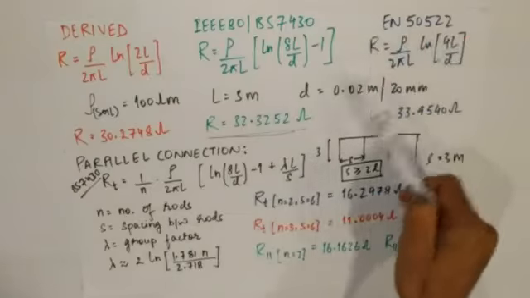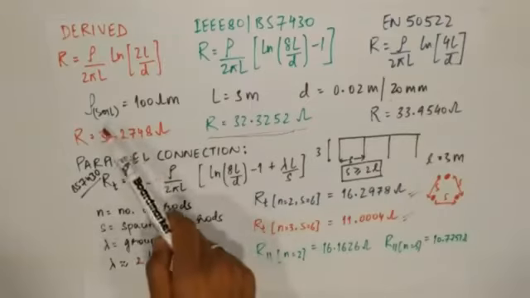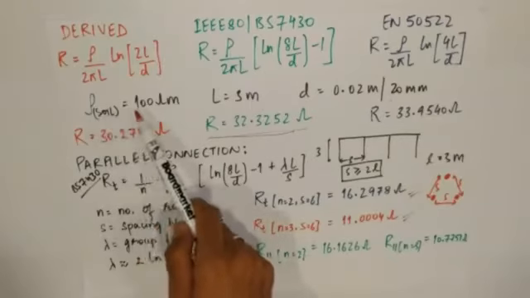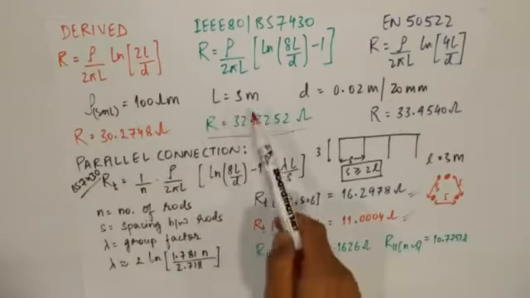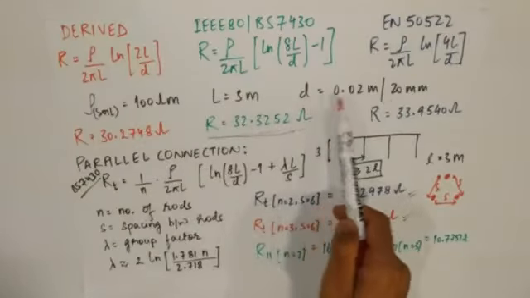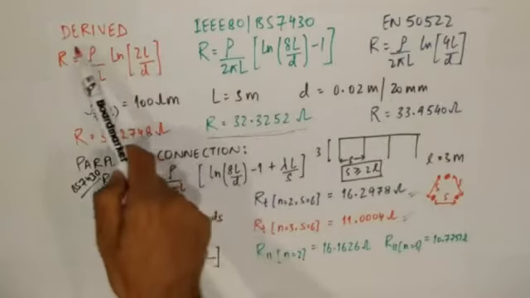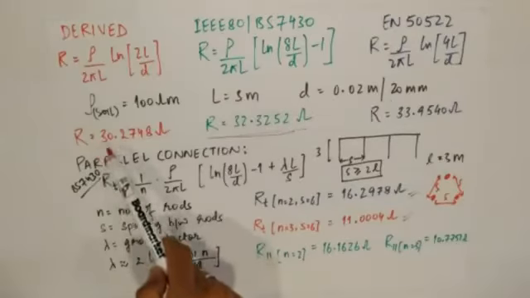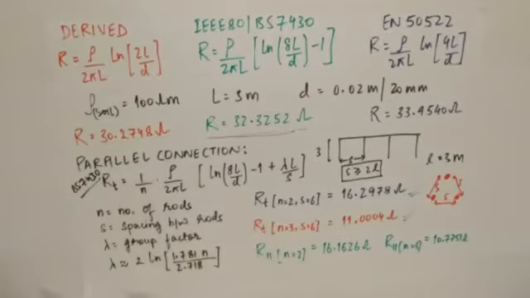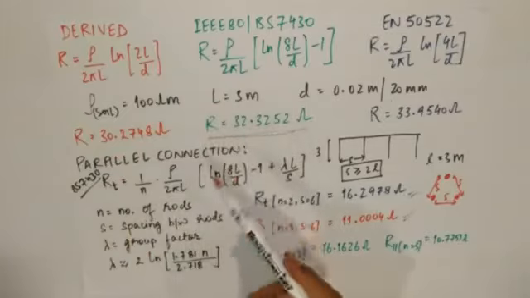This EN is 5522. So suppose we take one example. Here rho of soil is 100 ohm meter, L is 3 meters, that is the length of the rod, and d, suppose the diameter is 20 mm or 0.02 meters. If we substitute these values in this formula, the derived one, the value comes out to be 30.2748 ohms. Similarly, for IEEE 80, it comes out to be 32.3252.